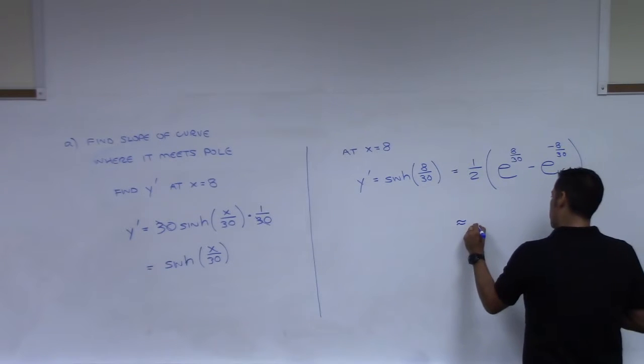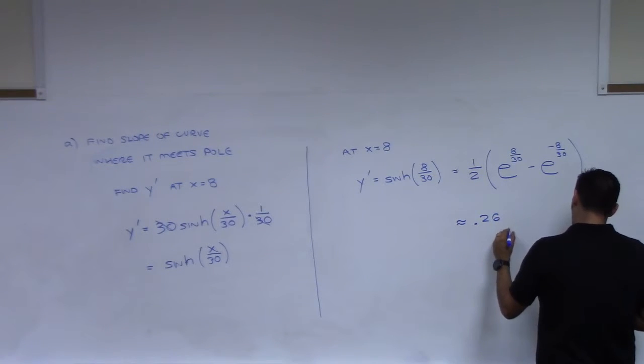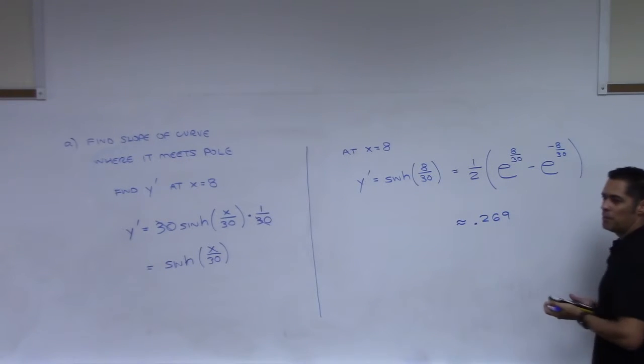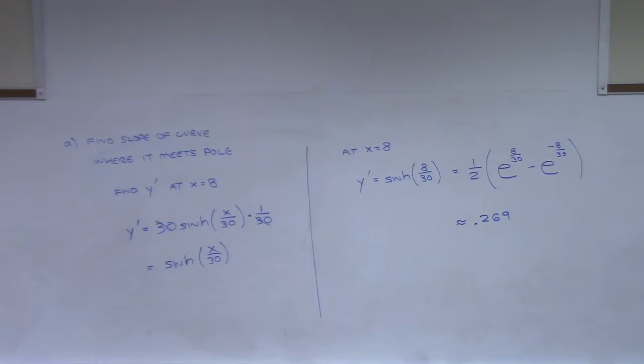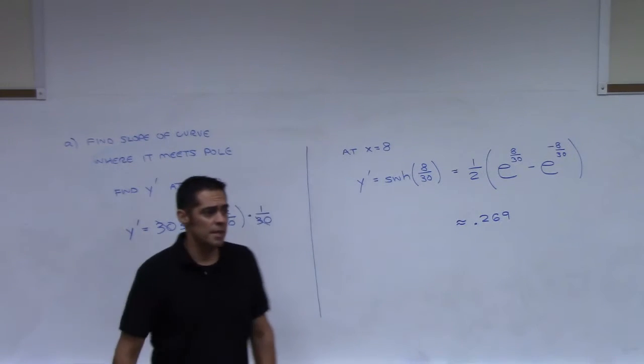So I'm going to say 0.26, and how far we go is really up to us. Let's go 9, whatever. We could say 0.27, doesn't matter. Is that all right with you? That's it, that's the answer. That is the slope of the tangent line.